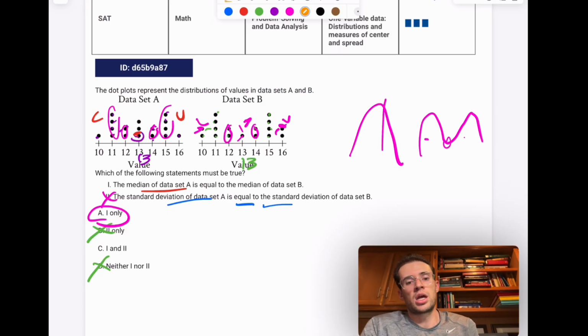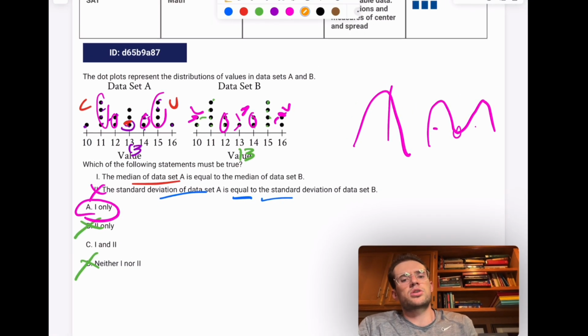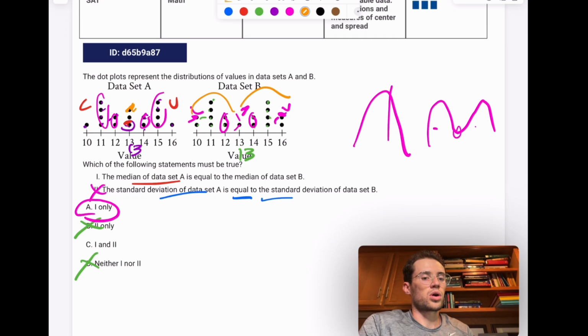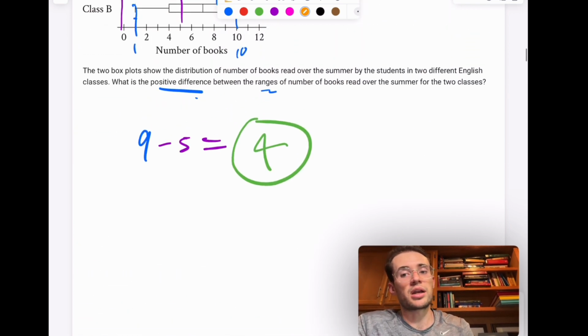This is the hard section. But understanding that if you add more values that are further away from the center, that's going to increase the standard deviation. So if everything else is held constant, but you moved what were close values to far values, it increases the standard deviation. It increases the spread.